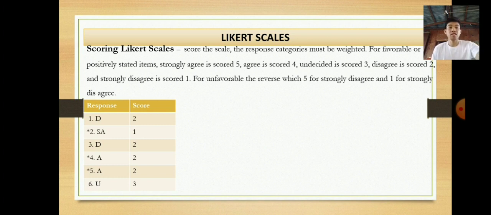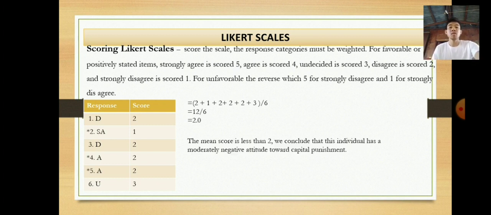So paano ba tayo mag-scoring sa Likert scale? Ganito lang. Pag-aarin natin yung score. So 2 plus 1 plus 2 plus 3 plus 4 is equal to 12. 12 over 6, which is 2. So the mean score is less than 2.